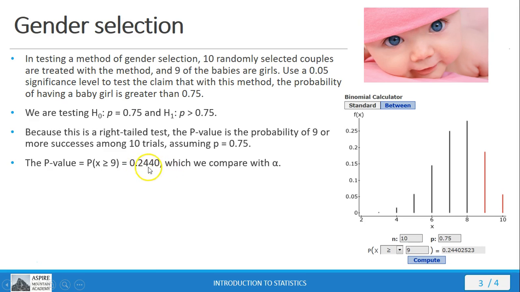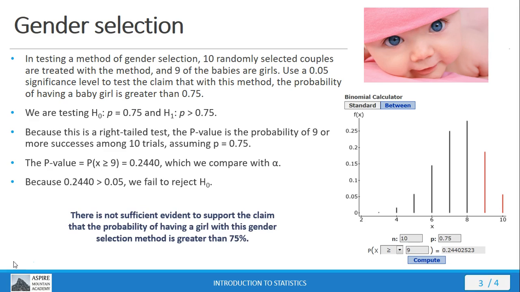Now we've got the p-value, so we can compare this with our significance level of alpha. And when we do that, we see that yes, our p-value is bigger than our significance level, so that area of the p-value cannot fit into the area that is the rejection region. Therefore, we're outside the region of rejection, and we fail to reject H0.